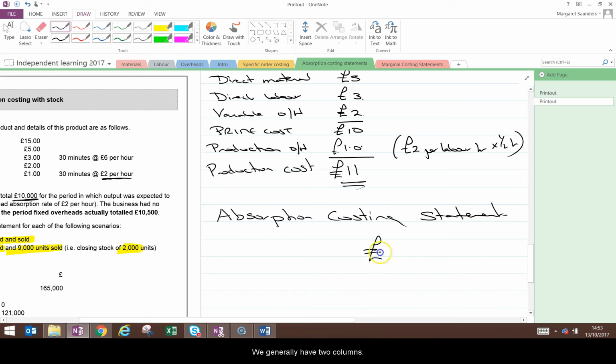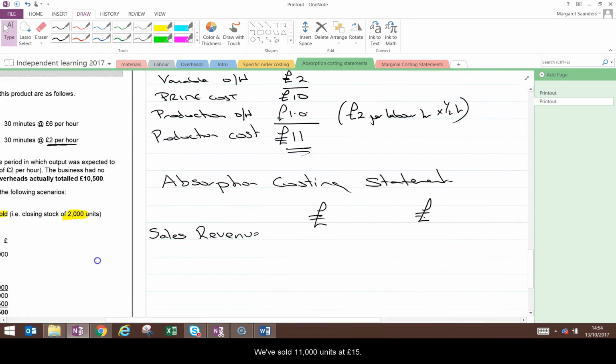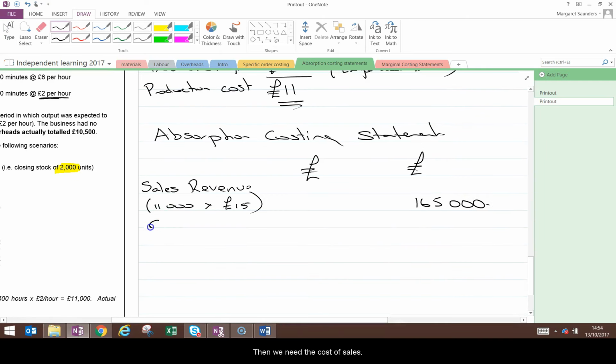So we generally have two columns. First thing that we have in the statement is the sales revenue. And we can see we're selling for £15. Now we're told 11,000 units were produced and sold. So we've sold 11,000 units at £15. That gives us a revenue of £165,000. Then we need the cost of sales.